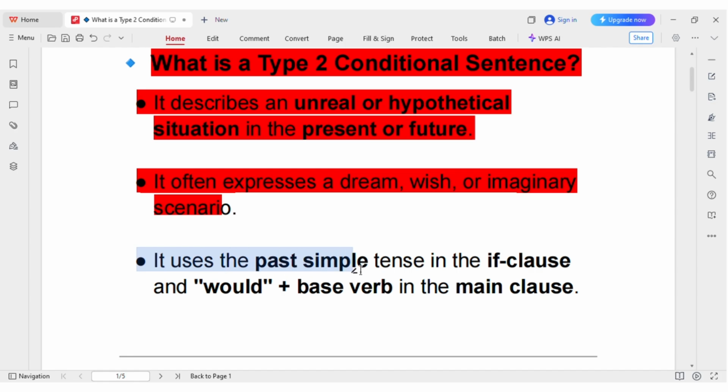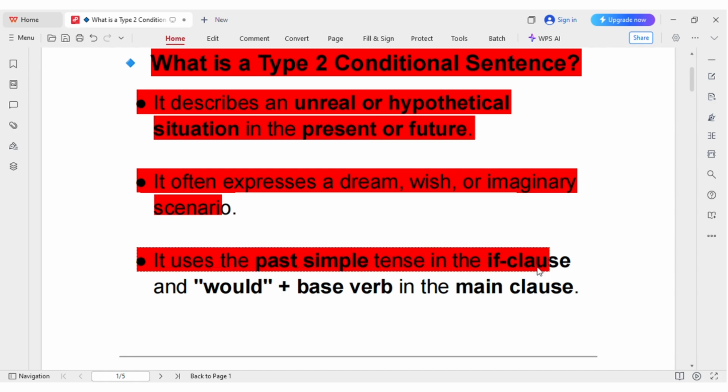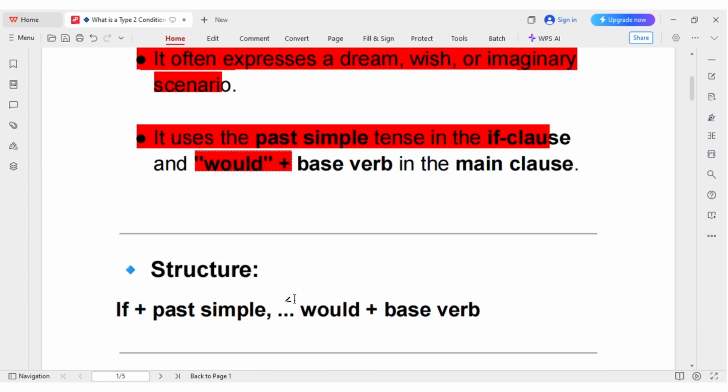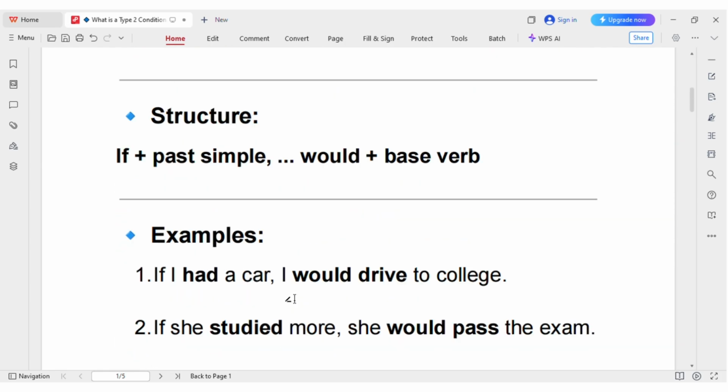It uses the past simple tense in the if clause and would plus base verb in the main clause. Okay, and that is the past simple, and the main clause will be in would plus base verb. In all main clauses we have to use would plus base verb.